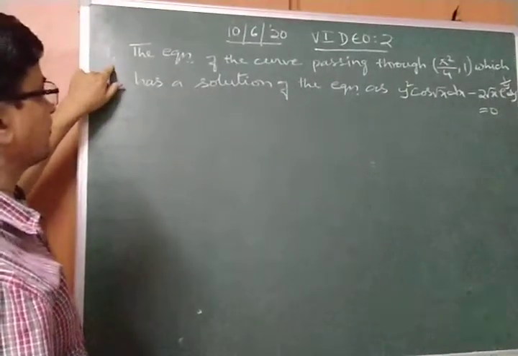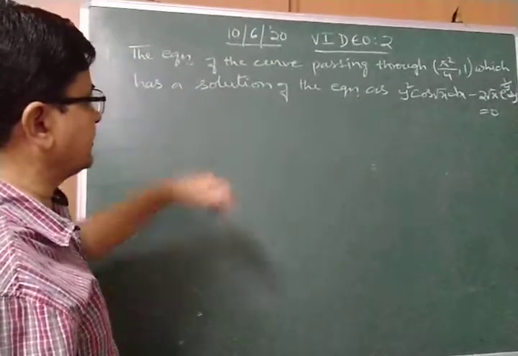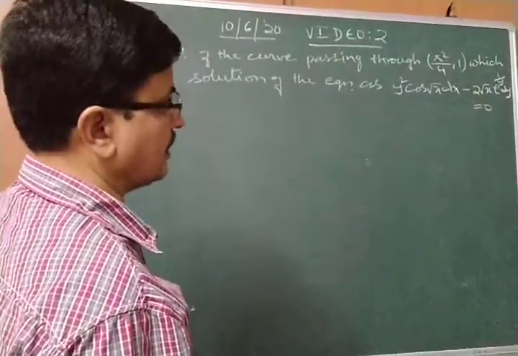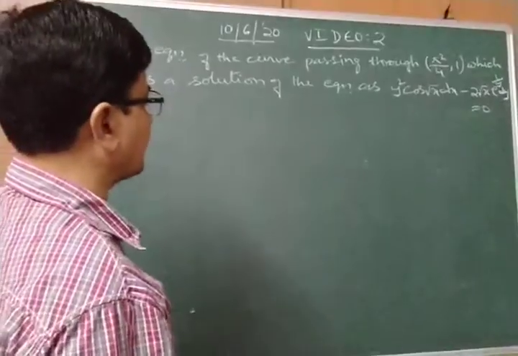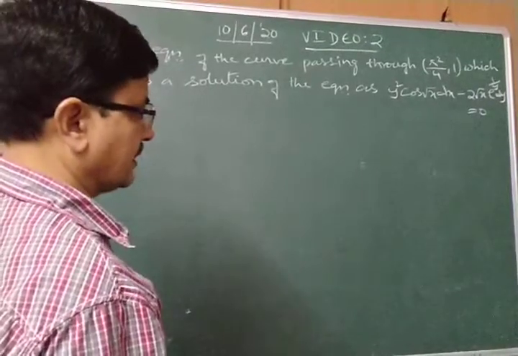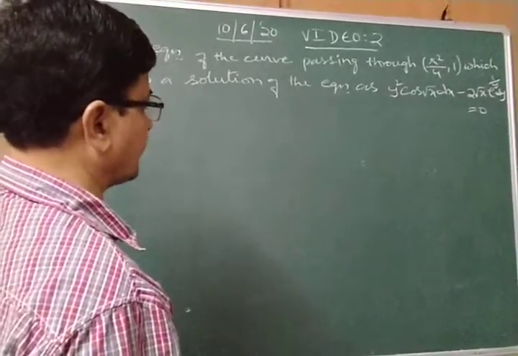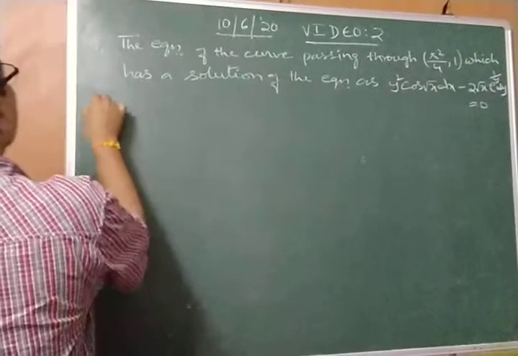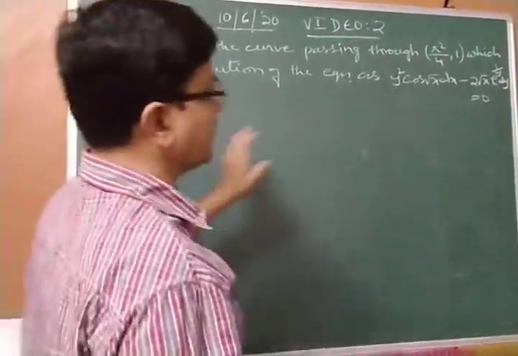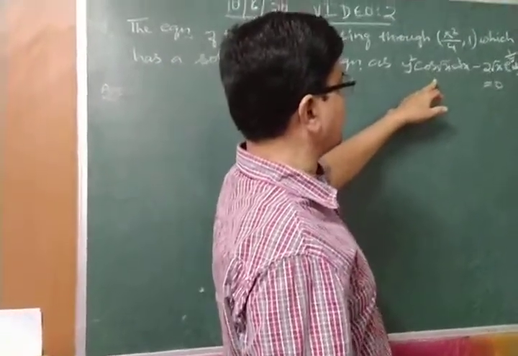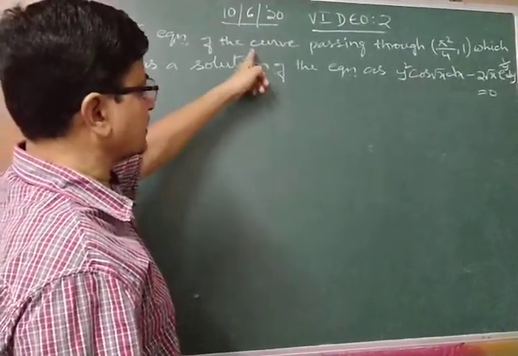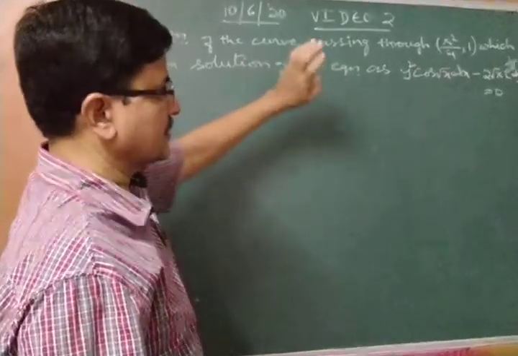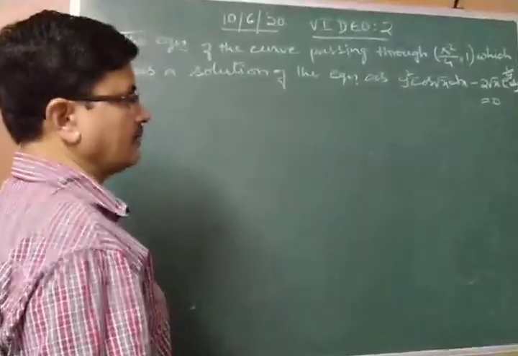Question number 7. The equation of the curve passing through (pi square by 4, 1), which has a solution of the equation y square cos root x dx minus 2 root x into e to the power of 1 by y dy is equal to 0. This is the given equation. From this equation we want to find the solution of the given differential equation. Solution means the equation of the curve which passes through (pi square by 4, 1).